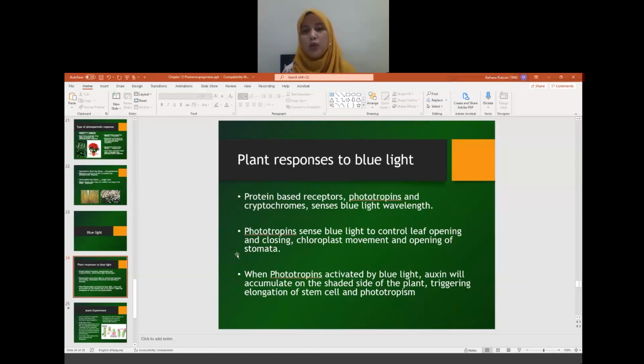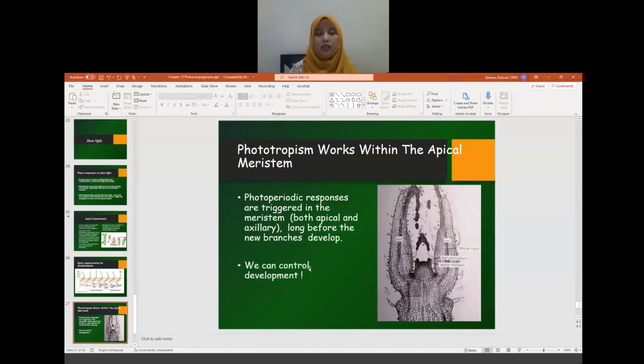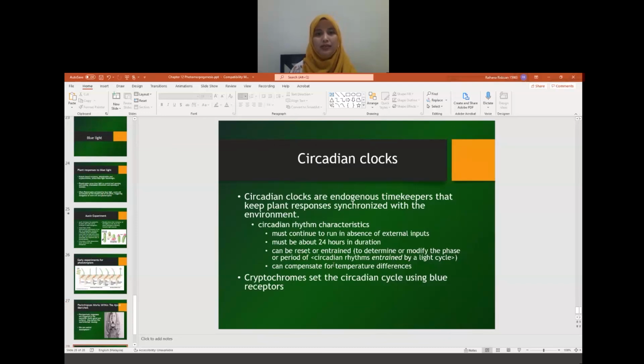When phototropin is activated by blue light, auxin will accumulate on the shaded side of the plant, triggering stem elongation and phototropism. On the shaded side, they tend to elongate toward the light. If you are wondering what kind of hormone takes place there, it is auxin. This phototropism works with the apical meristem, so we can control the development.